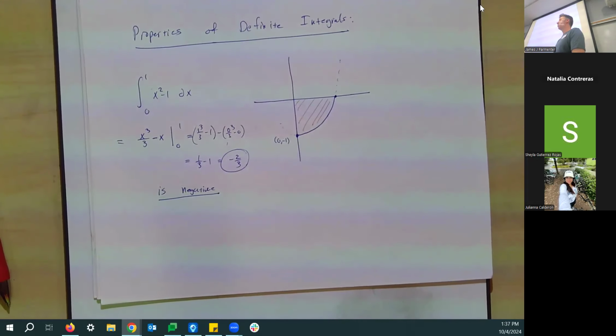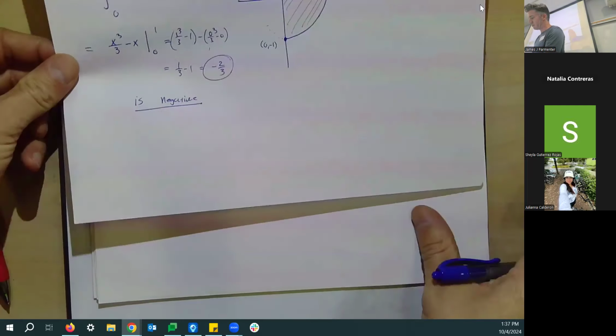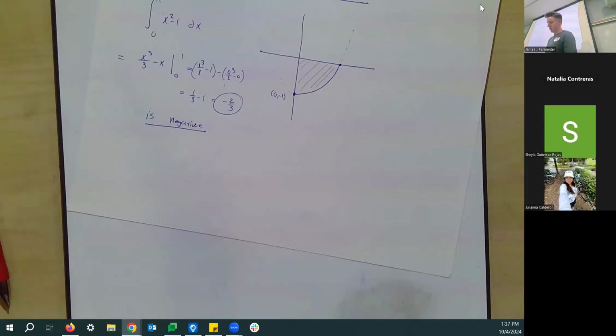Okay, so one of the properties is area under the curve, under the x-axis, gets counted as negative in the definite integral. What about some other fun properties here?